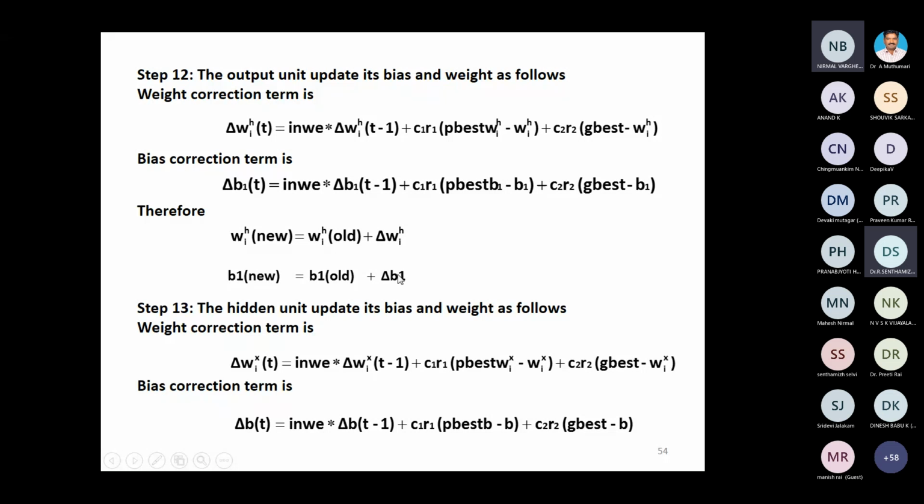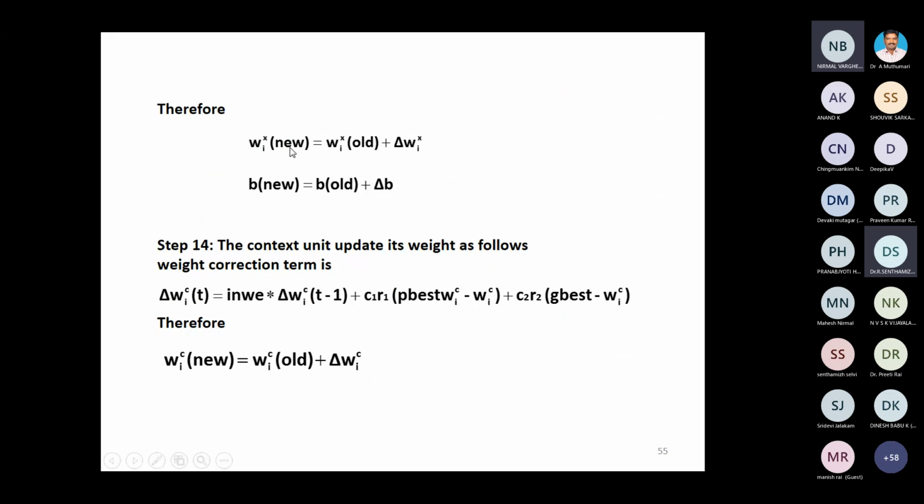Now in step 3, the hidden unit update of bias and weight is as follows. This is for the input. This is for the hidden. The hidden node updation has weight values, and this is the bias values. As you know, the weight value updation is weight old plus delta of the error, and the bias updation is old plus the bias error.